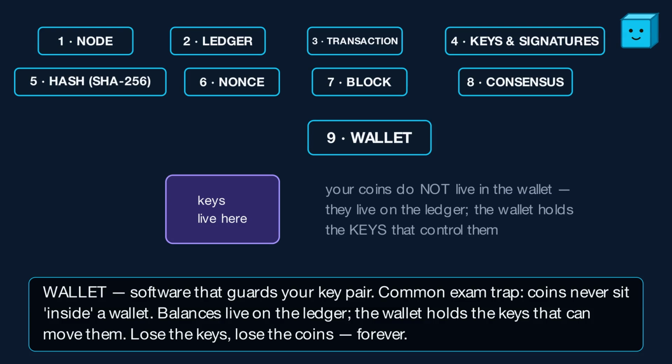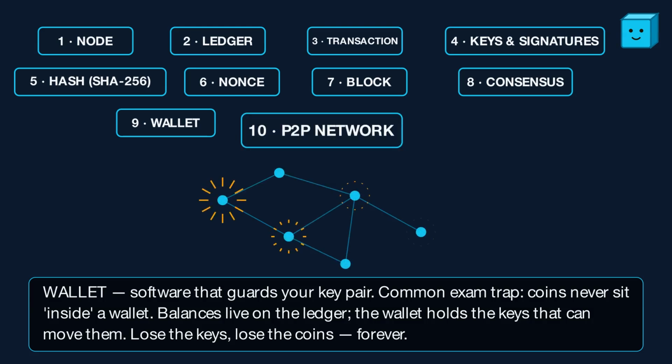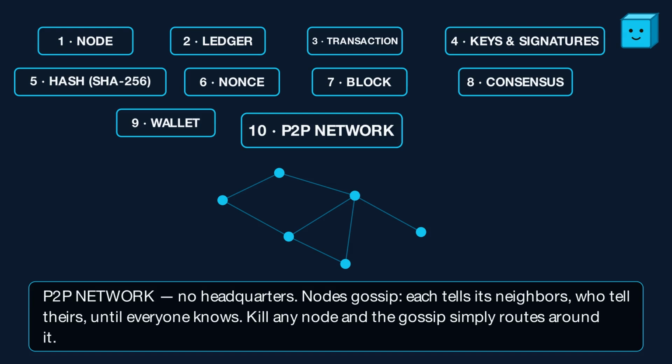Wallet. Software that guards your key pair. Common exam trap. Coins never sit inside a wallet. Balances live on the ledger. The wallet holds the keys that can move them. Lose the keys, lose the coins, forever. Peer-to-peer network, no headquarters, nodes gossip, each tells its neighbors, who tell theirs, until everyone knows. Kill any node and the gossip simply routes around it.